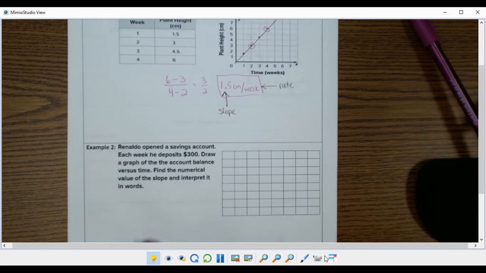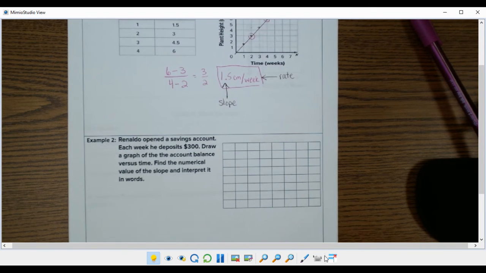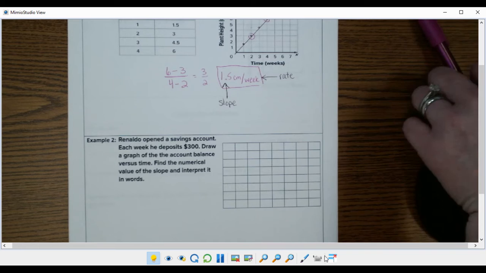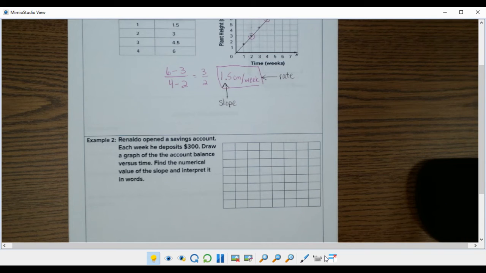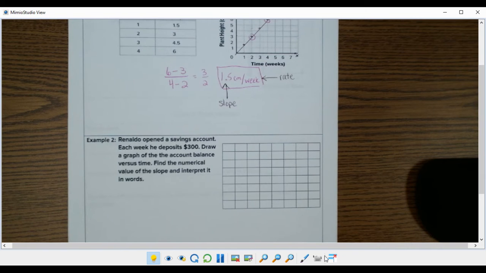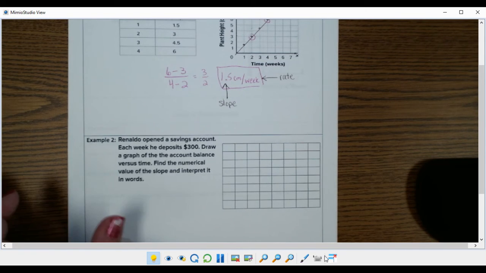All right, let's do another one. Ronaldo opened a savings account. Each week he deposits $300. Draw a graph of the account balance versus time. Find the numerical value of the slope and interpret it in words. Whew, there's a lot to that problem.